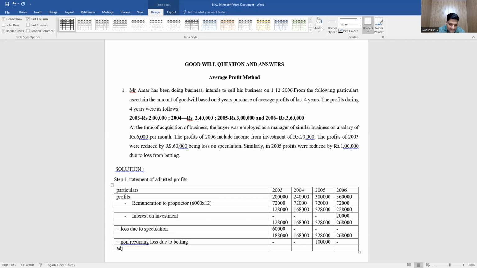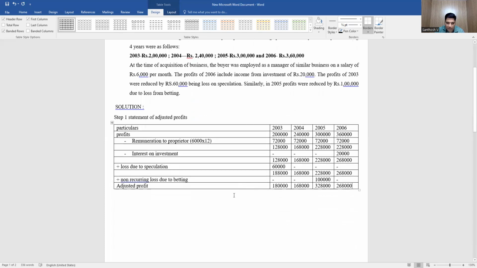And then after this, you have to get the total, you will get the adjusted profit. So the total, as it is here also, 1,88,000. The next column also 1,68,000. 2,28,000 minus 1 lakh plus 1 lakh rupees, in the sense you will get 3,28,000. The last column 2,68,000. So this is step number 1.